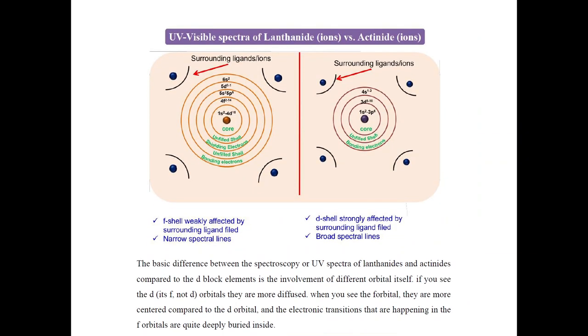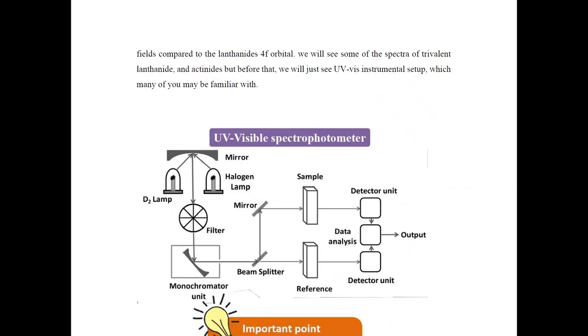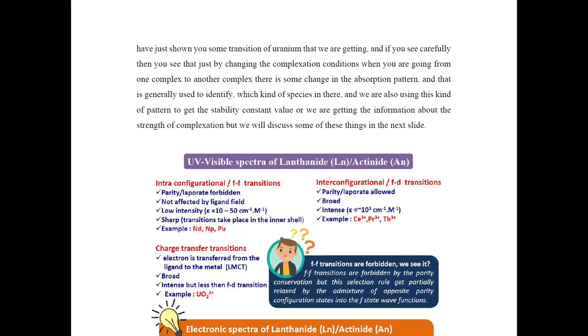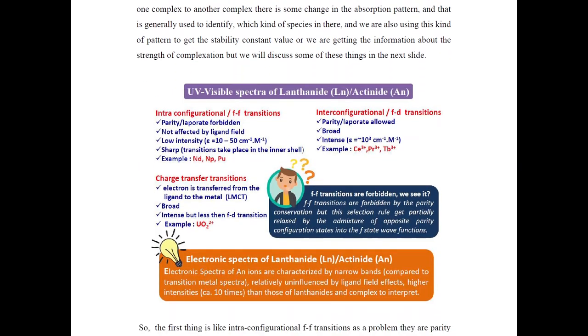The UV-visible spectrum of lanthanide ions versus actinide ions. This is a UV spectrophotometer. There can be f-f transitions, f-d transitions, and charge transfer transitions. f-f transitions are parity forbidden and are not much affected by the ligand field. They are low intensity and sharp. Examples are Nd and Pr.